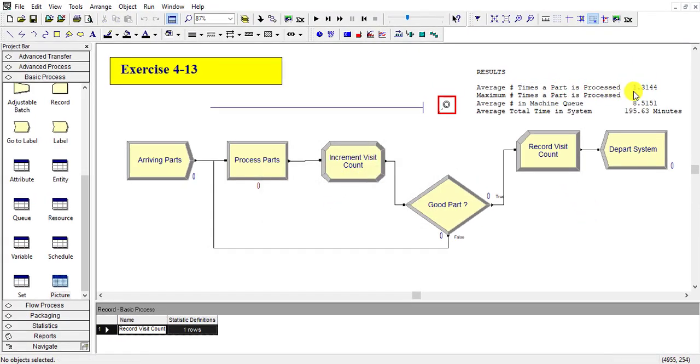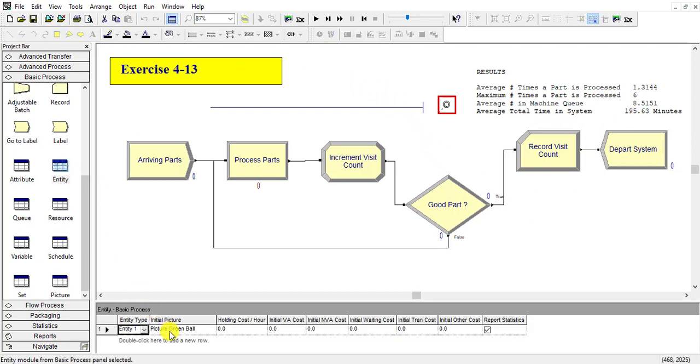These are the result values that were asked for in the problem, and you can simply run this simulation for 20,000 minutes and you will get these values.